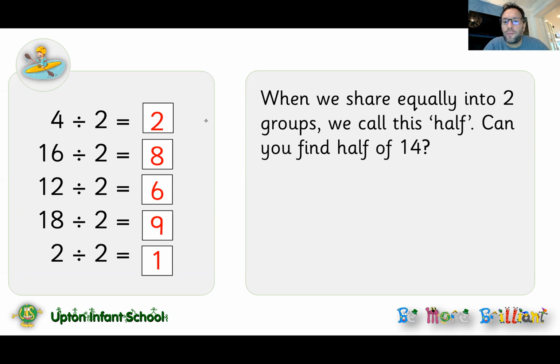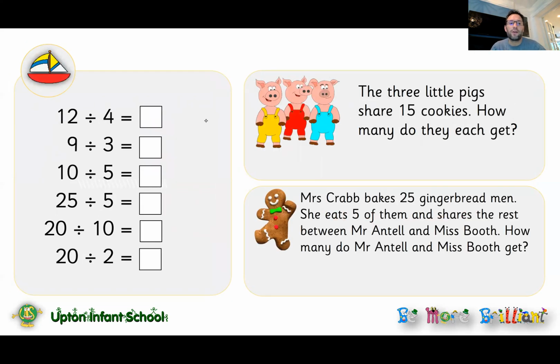And then on to the next question. We said dividing by 2 is sometimes called halving. That's how we find half. So when we share equally into 2 equal groups, we call this half. Can you find half of 14? So this would be 14 divided by 2 equals 7. Well done if you got that right. On to our next challenge now.